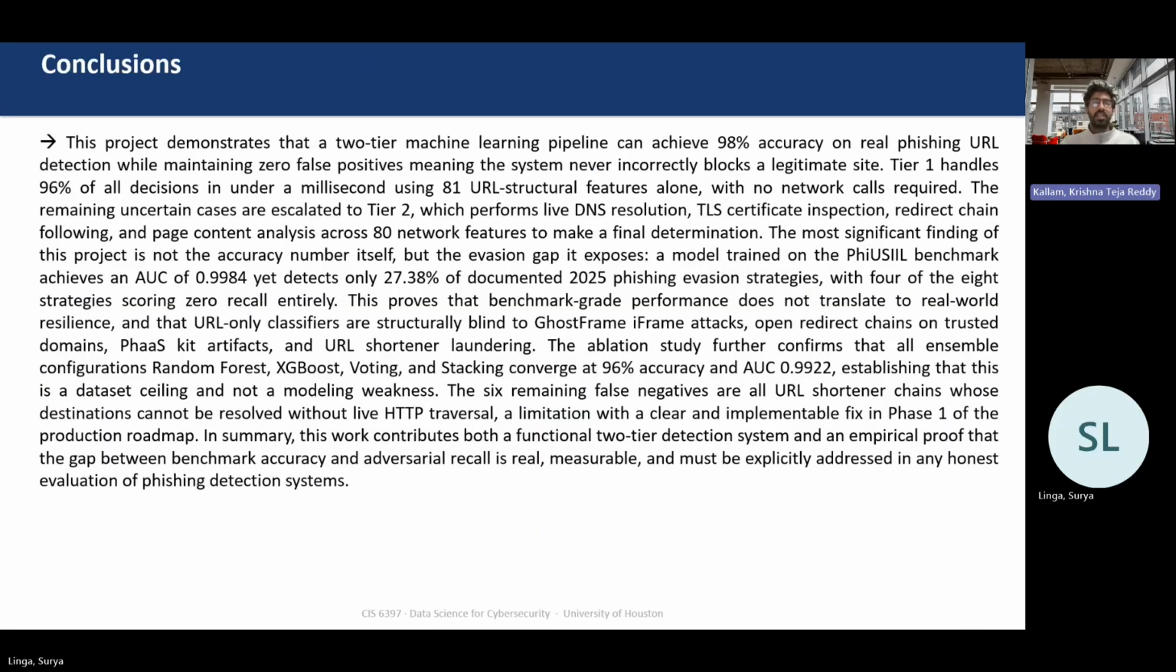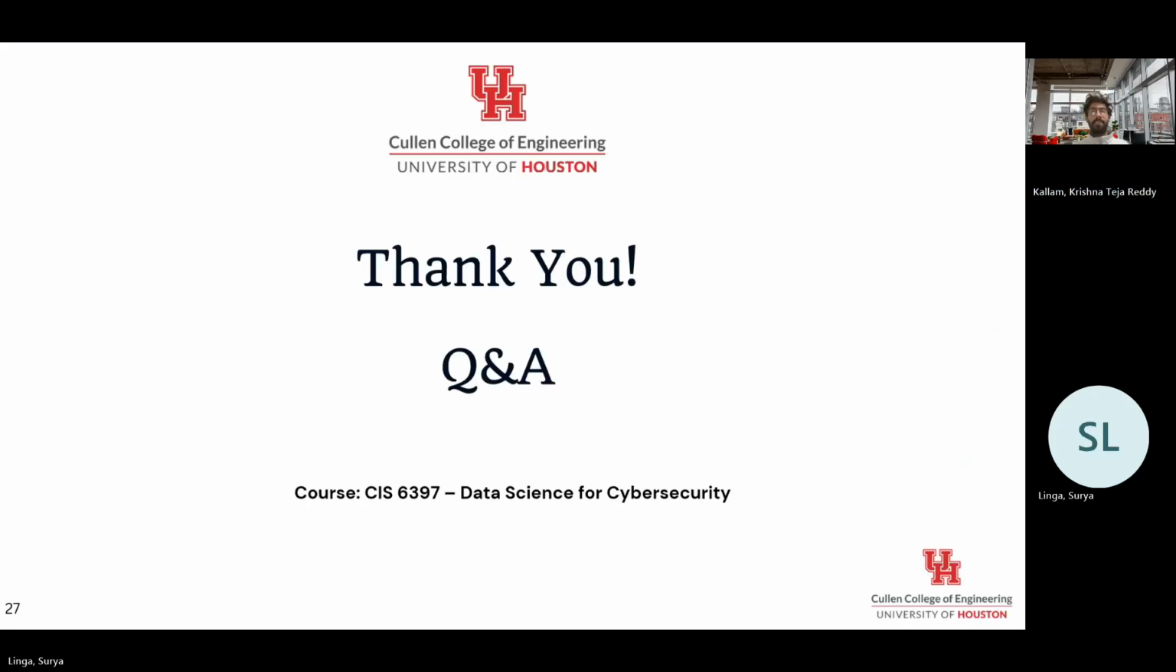Conclusion: this project demonstrates that a two-tier machine learning pipeline achieved 98% accuracy on real phishing URL detection. We maintain 0 false positives, with 81 URL structural features extracted with no network calls required. Remaining uncertain cases are escalated to tier 2, which performs live DNS resolution, TLS certificate inspection, and all the other things we have discussed before. And this is our project. Thank you.